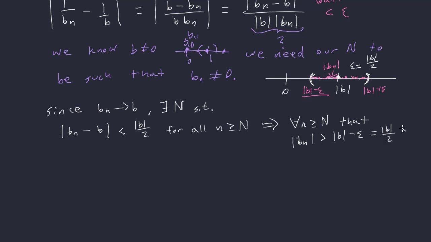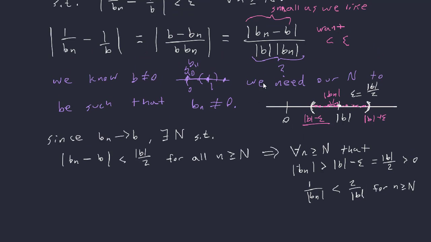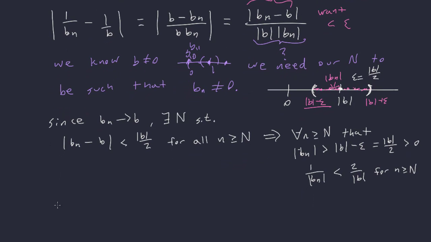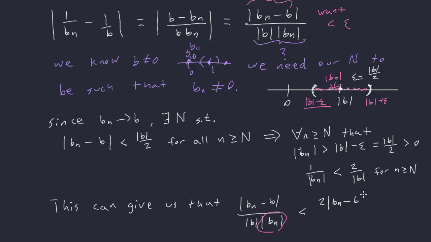Now, what does this mean? Well, this is positive, and if we flip this fraction over, we get that 1 over the absolute value of bn is less than 2 over the absolute value of b for n greater than or equal to this capital N. So that can help us here, because this can give us that the absolute value of bn minus b over the absolute value of b over the absolute value of bn, this piece here, I can say is less than 2 times the absolute value of bn minus b all over the absolute value of b times the absolute value of b.